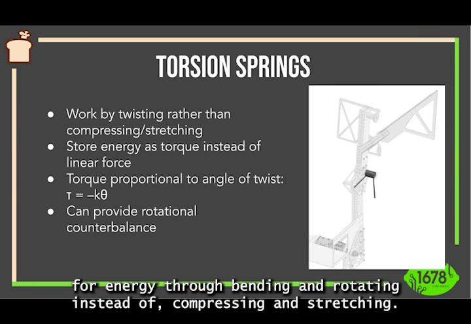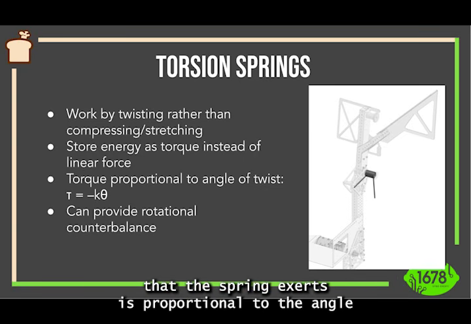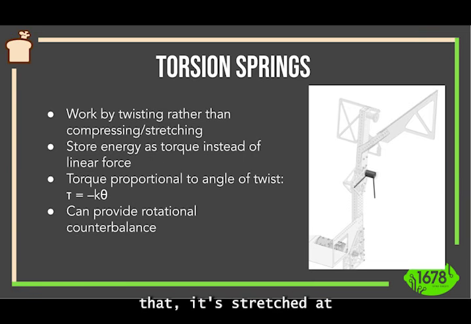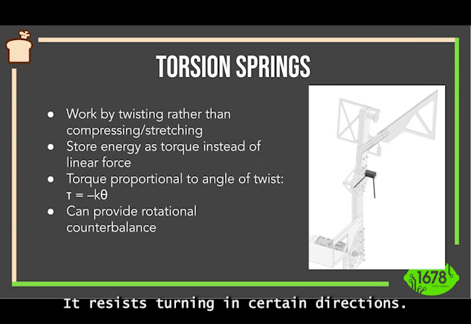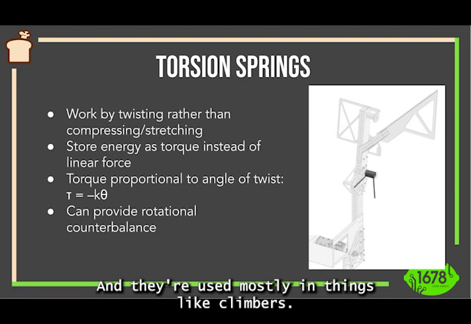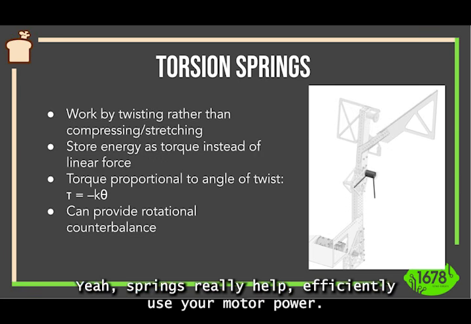Torsion springs store energy through bending and rotating instead of compressing and stretching. So what does this mean? This means that the torque that the spring exerts is proportional to the angle that it's stretched at. Instead of a normal spring compressing and folding back, it resists turning in certain directions. And they're used mostly in things like climbers. We used that in our 2025 robot because it helps it latch back on. Again, springs really help efficiently use your motor power.